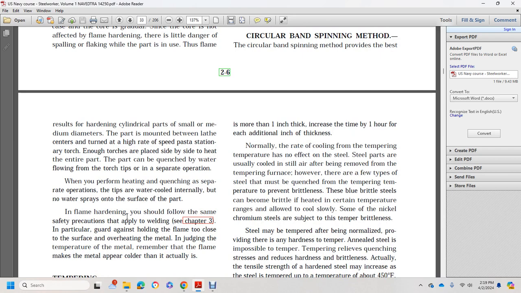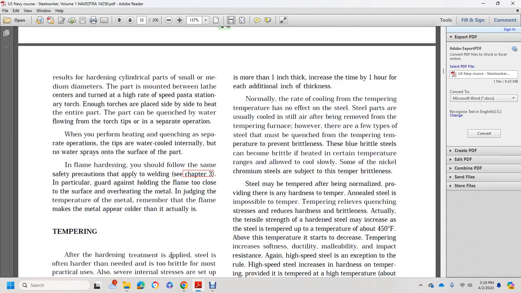When you perform heating and quenching as separate operations, the tips are water cooled internally, but no water sprays on the surface of the part. In flame hardening, you follow the same safety precautions that apply to welding. See Chapter 3. Particularly guard against holding the flame too close to the surface, overheating the metal, and misjudging the temperature of the metal. Remember that the flame makes the metal appear colder than it actually is.